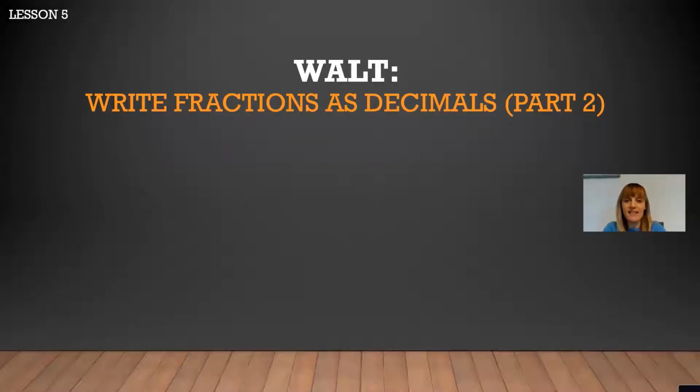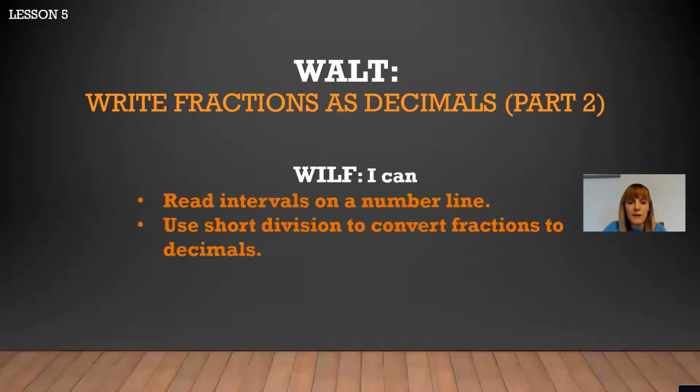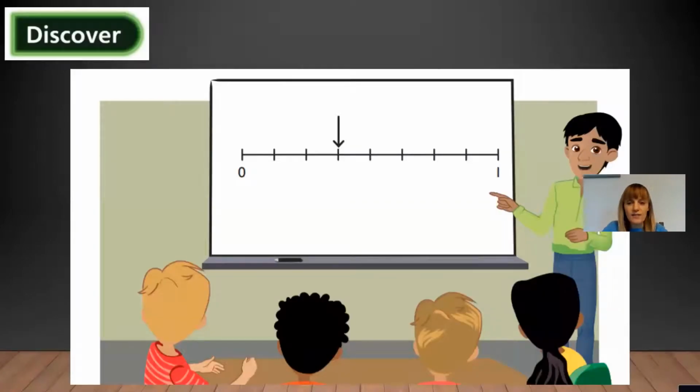Let's go to our main lesson today. Now, our WALT is that we're going to be writing fractions as decimals, continuing from yesterday. This is part 2. And we're going to try and make sure that we're really confident reading intervals on a number line and also using short division to convert fractions into decimals. So let's have a look at our Discover today.